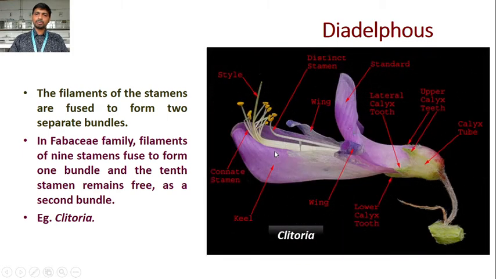This is the photograph of the Clitoria flower where the filaments of these 9 stamens are united, fused to form one bundle, while the 10th stamen remains free as a second bundle. So this is the diadelphous condition in Clitoria. These are the 9 stamens, this is the 10th one. The 9 stamens are united through their filaments but the anthers are free. This is the one bundle, while the 10th one is completely separate, so it forms a second bundle. So it is a diadelphous stamen in Clitoria.